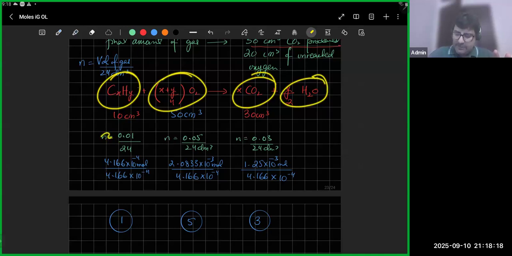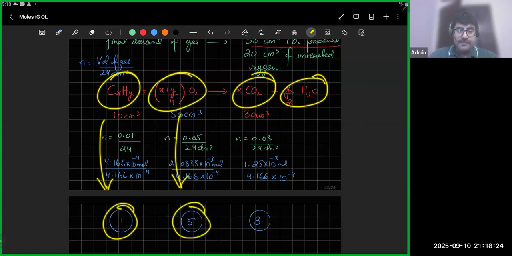I was able to figure out कि the first one is 1 mole. The second one is how many moles? It's 5 moles. And the third one is supposed to be the amount of carbon dioxide, which should be 3 moles, right? So now I'm just going to try and solve this by comparison. I would know what X and Y are. Okay, X तो directly पता लग गया.